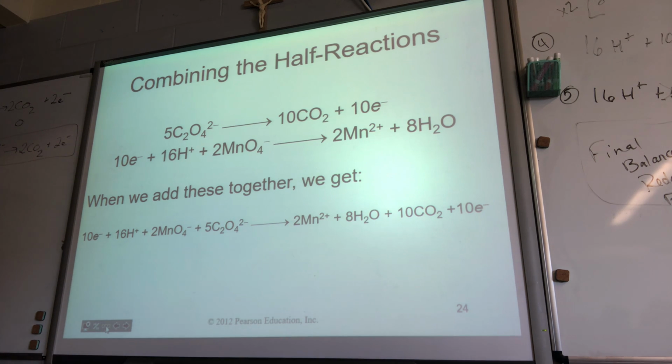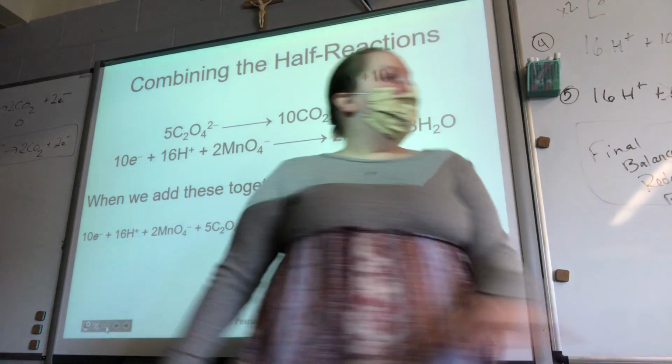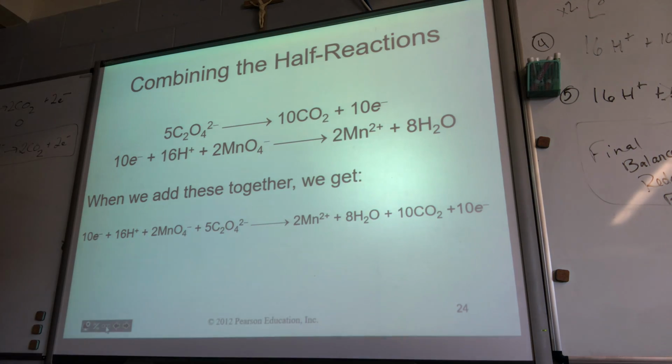Okay, so for step 5, the 2MnO4 has a negative charge. Correct. Okay, final balanced redox reaction. Oh, it's supposed to be a negative. I'm sorry. My bad. I looked at the oxalate and put the 2 instead of the 1. No, you're fine. He just caught a mistake. He just caught one of my boo-boos.